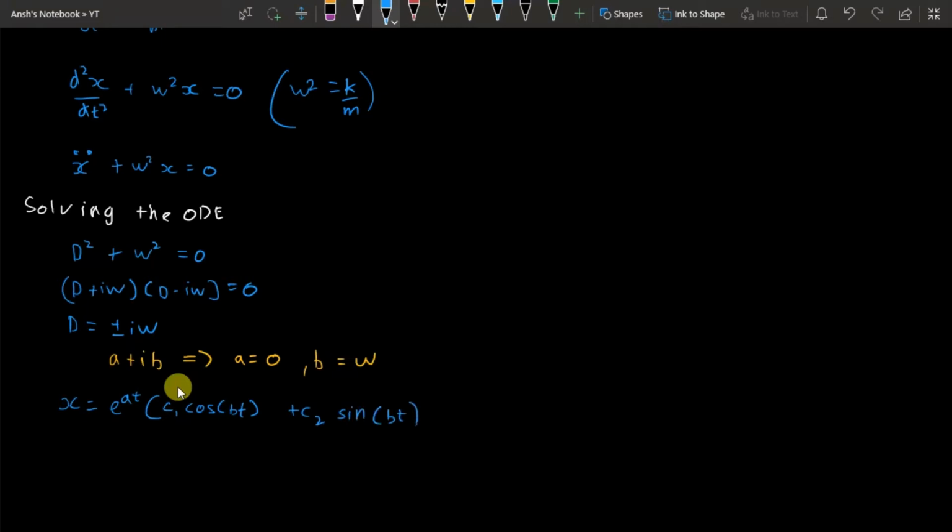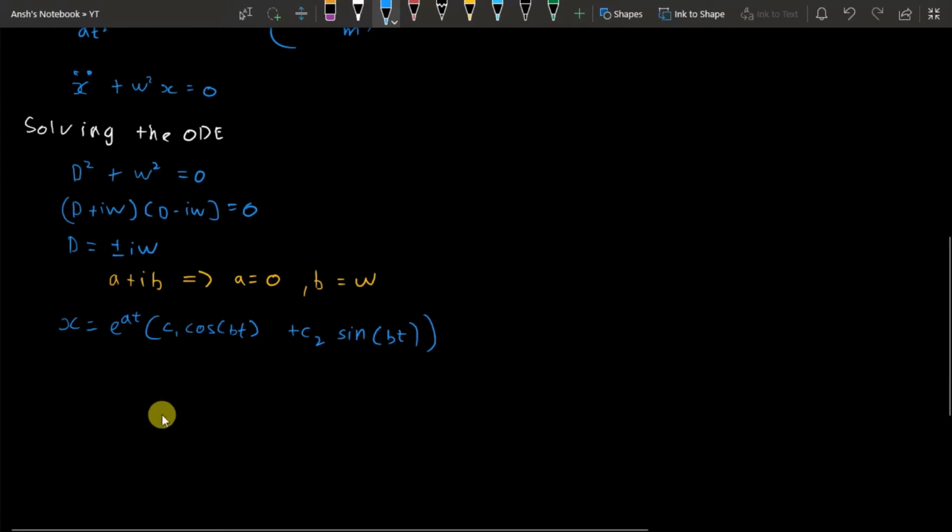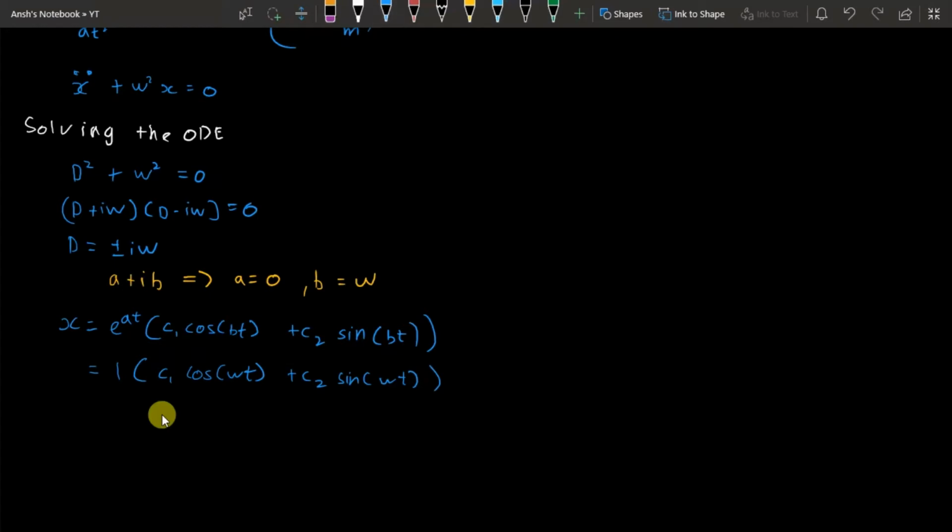Again, please refer to the previous video to know how we got this general form. But for now, we know that the value of a is equal to 0, so that'll just give us 1 on the outside, and the value of b is omega. So we have c1 cos omega t plus c2 sin omega t. Now I'll just open up the bracket since it just clutters up the solution.